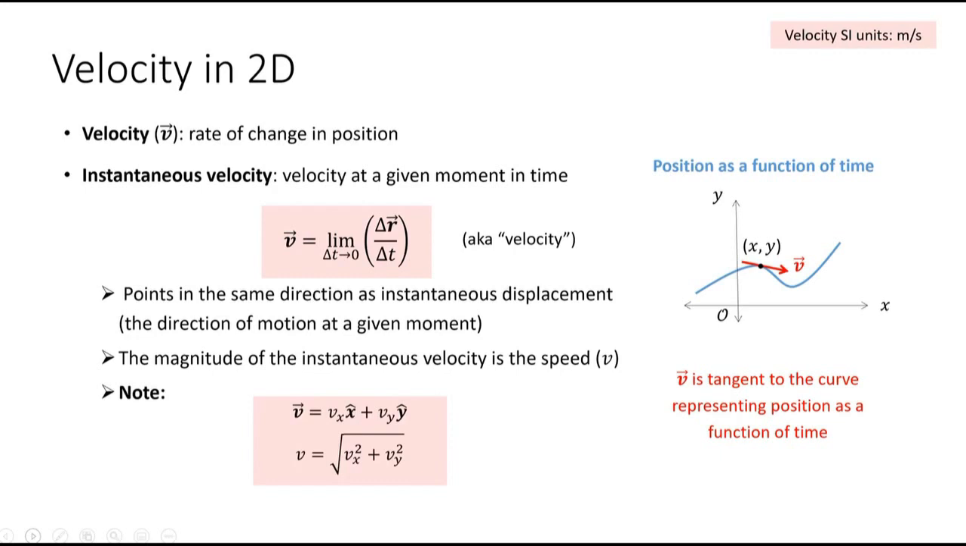Okay, and so then we can think about our instantaneous velocity in terms of x and y components, just like with our average velocity. So we could think about an instantaneous component of our velocity in the x direction multiplied by x hat plus an instantaneous velocity in the y direction multiplied by y hat to get our overall instantaneous velocity vector. Then the speed, or remember the magnitude of the instantaneous velocity, is just the square root of the x component squared plus the y component squared.